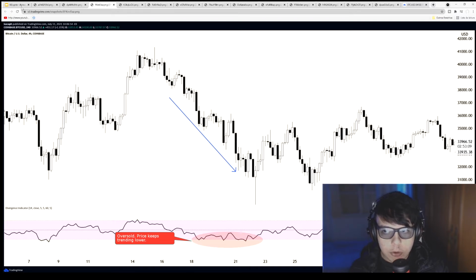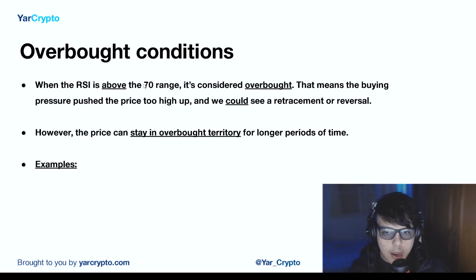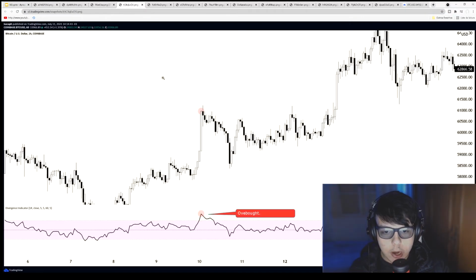Okay, so coming back here, we also have our overbought conditions. It's the same principle, but when the RSI is above the 70 range, it's considered overbought. That means the buying pressure pushed the price too high up, and we could see a retracement or a reversal to the downside in this case. However, the price can stay in overbought territory for longer periods of time. Okay, so I also have a few examples of this right here.